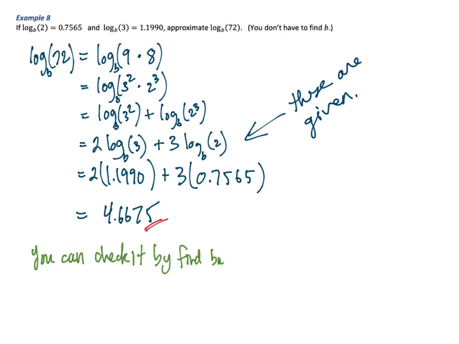And we can actually check that by actually finding the base, which I think was 2.5. So log base 2.5 of 72 is 4.6674. So pretty darn close to what we actually got. So a little bit of rounding, but again, we only had 4 decimal places up here on our original numbers, so a little bit of rounding error is expected, but still pretty close to what we actually got, assuming that I started out with that base of 2.5.